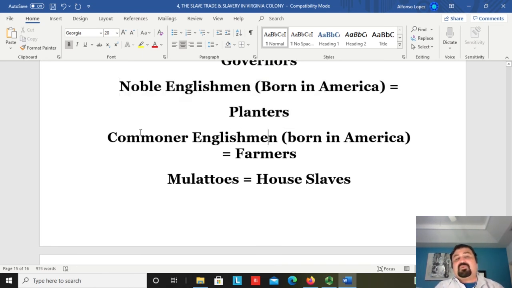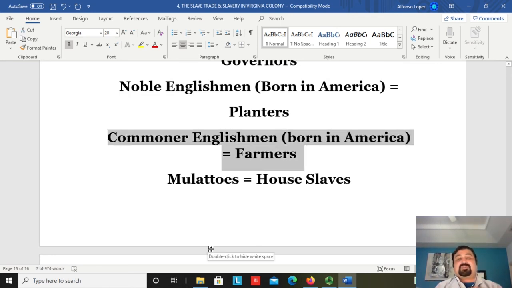Now, below the planter class, we're going to have the free men. Those were indentured servants that earned their freedom. They were not members of the nobility. They have no nobility connections back to English families of any kind. They were servants or farmers. Their ancestors were servants or farmers back in England. They were just commoners. So those commoner Englishmen, born in America, will be given land so they can become independent farmers, not planters.